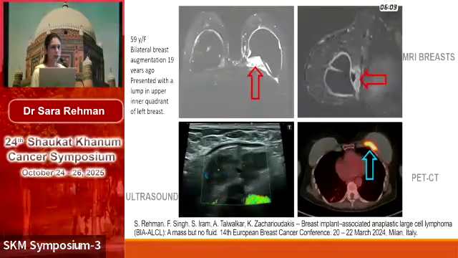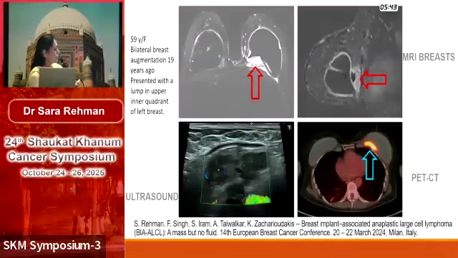So in patients who present with peri-implant effusion, it is recommended to aspirate as much of the effusion as possible and to send it for CD30 staining, which is characteristically positive in these patients. This is a case of a patient who is not a breast cancer patient, but just to illustrate the features of breast implant lymphoma.